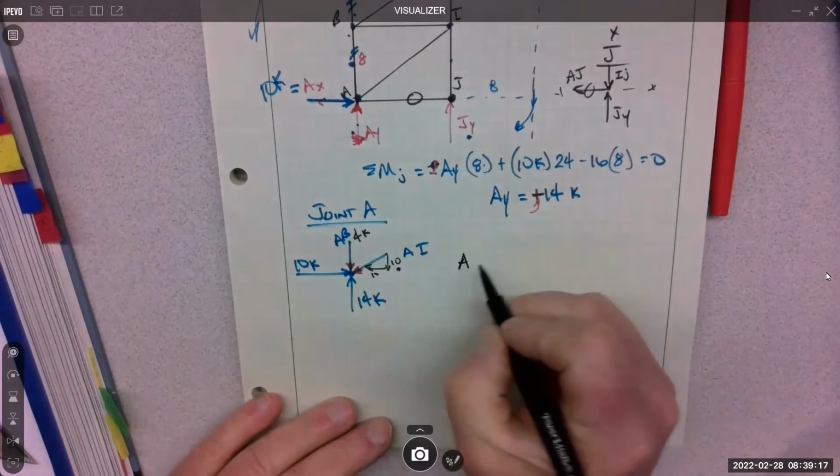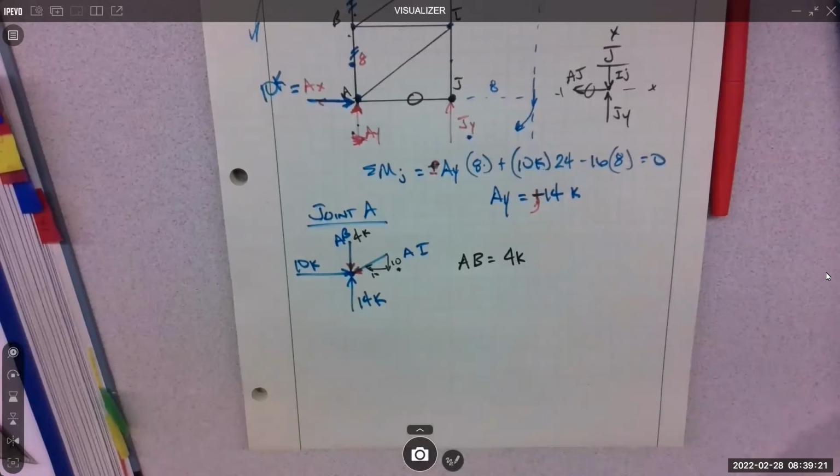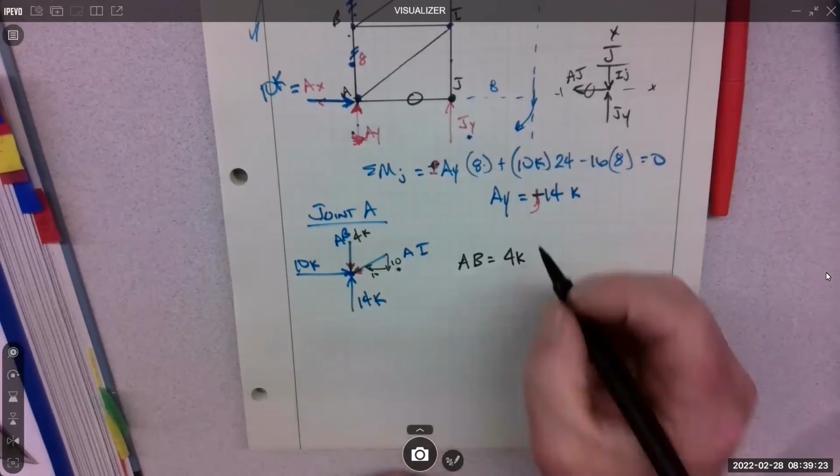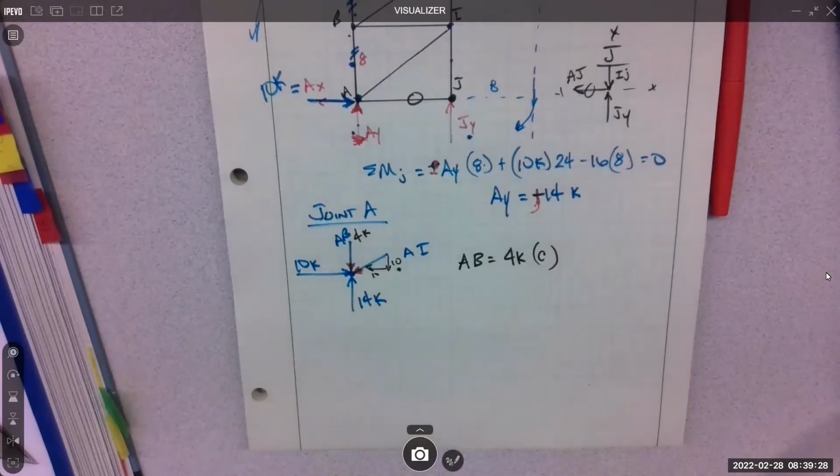AB equals 4K, compression or tension? Compression. Wow, that's one of the 4.